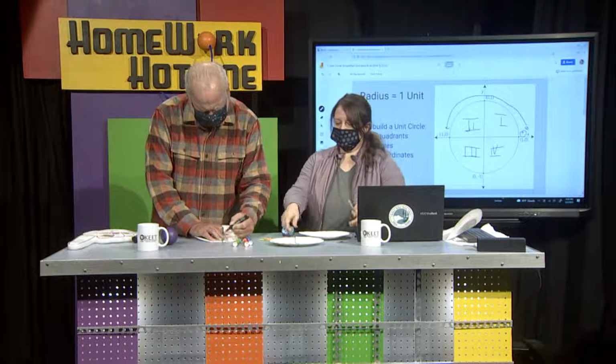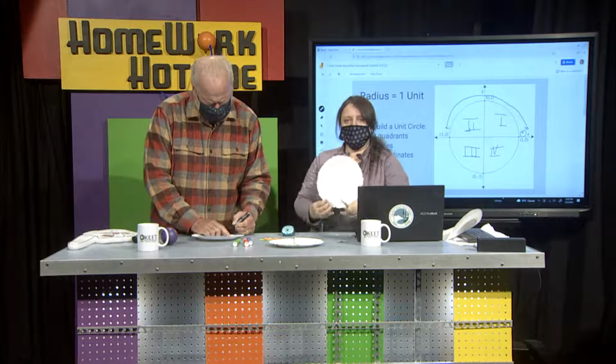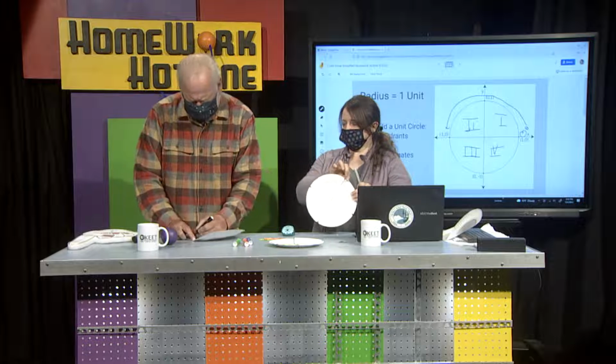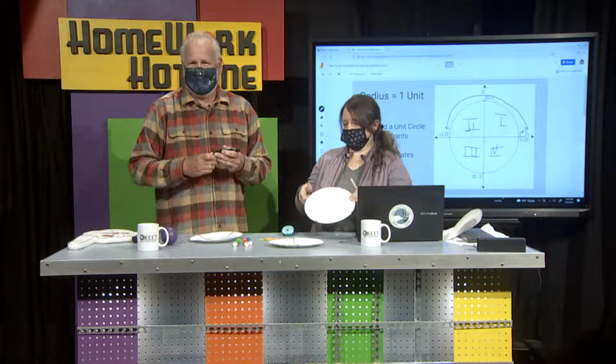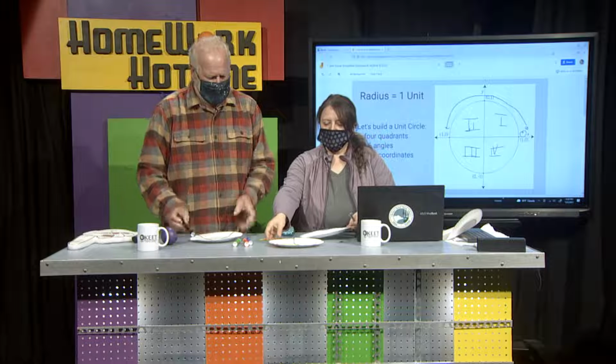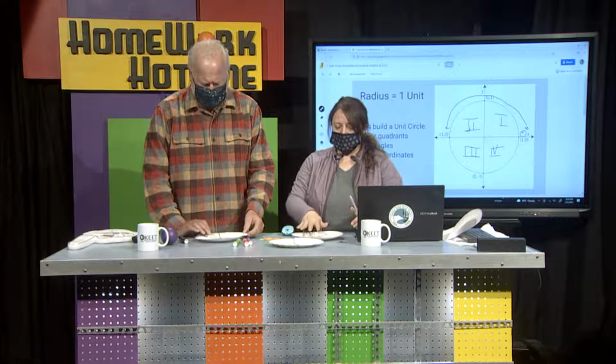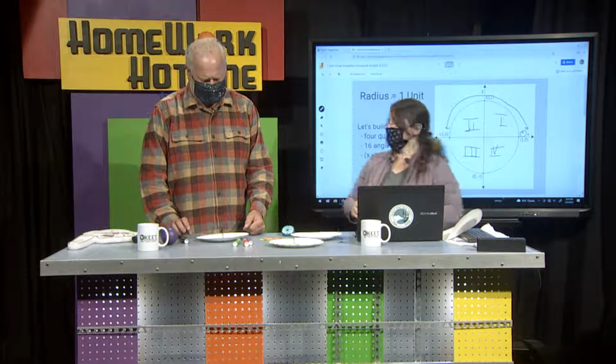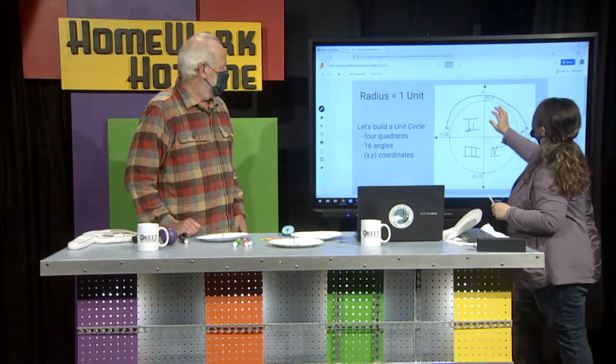How long are you putting points on there? Yes. Because the points are going to be where we have quadrants. Sorry, coordinates. All right. So we've got our 4 quadrants. Let me see what the next slide is.